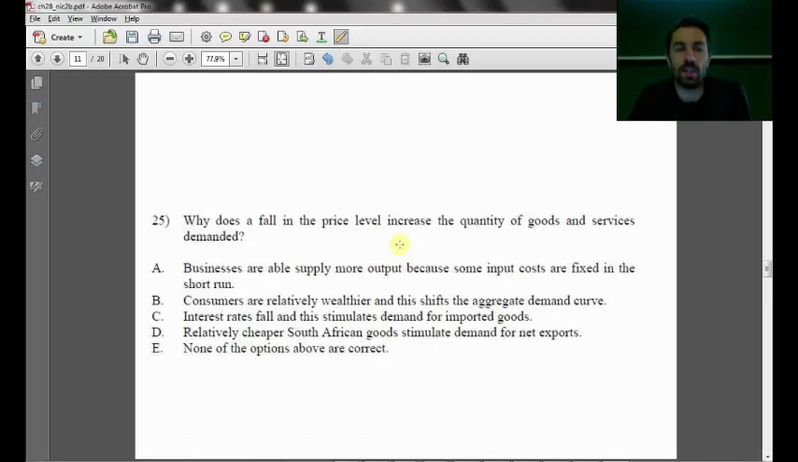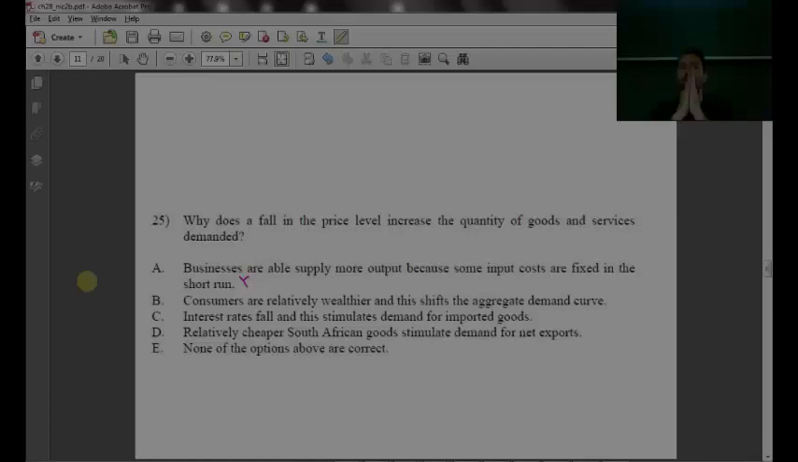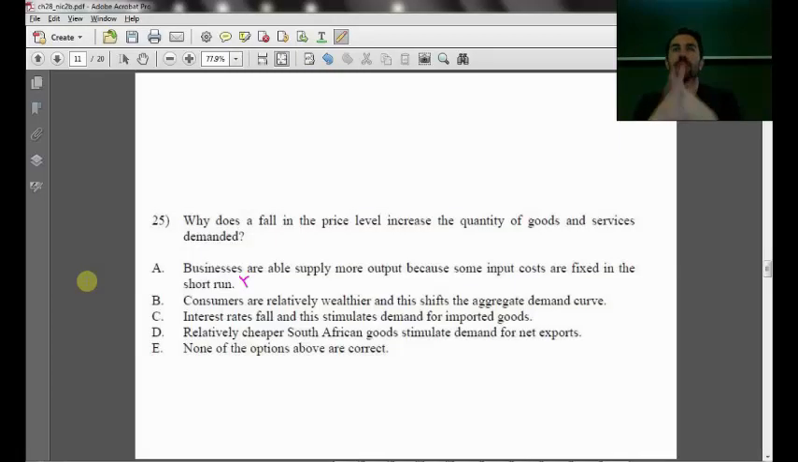Okay, so here's a question. Why does a fall in the price level increase the quantity of goods and services demanded? Why does a fall in the price level lead to a change in the quantity demanded? Okay, shall we go through the answers? Okay, so we said option A is incorrect. Are you happy that option A is incorrect? Because it's dealing with supply stuff, not demand stuff.